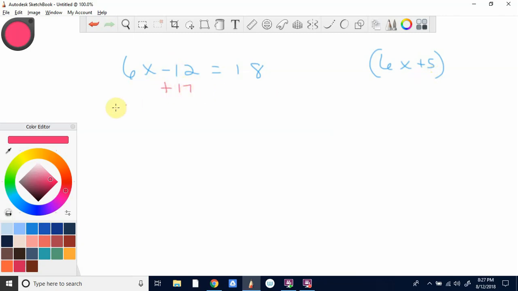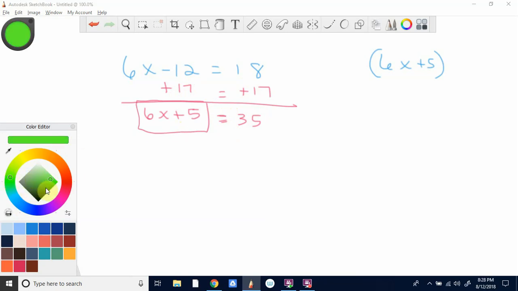Well, if I add 17 over here, guess what? This becomes 6x plus 5. But remember, I have an equation. I have to follow my properties and rules. So this would follow the addition property. If I added 17 to the left, guess what I have to do to the right? Then I get 35. So they want to know, what is the value of 6x plus 5? It equals 35, which is the answer C.